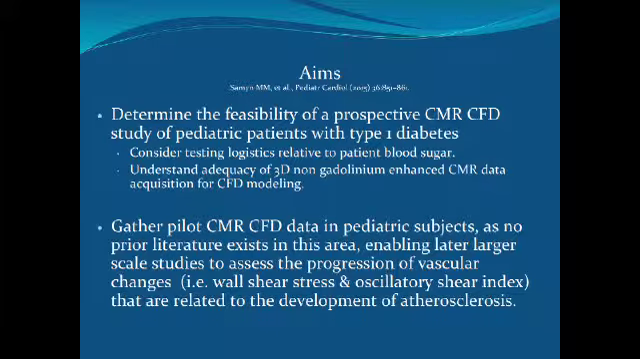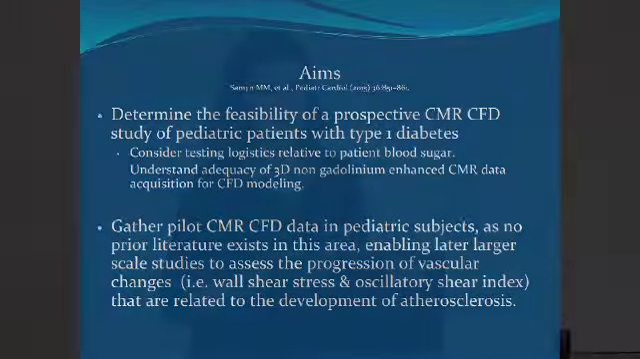The primary aim was to determine the feasibility of doing this prospective study. We had a lot of considerations, right? I needed to look at vascular health with brachial artery reactivity testing or radial tonometry. That's best done when the kids are fasting. So I had to be conscious of what the sugar is on this patient who's diabetic. Is the length of my study going to put this child in jeopardy? So it was really a feasibility trial.